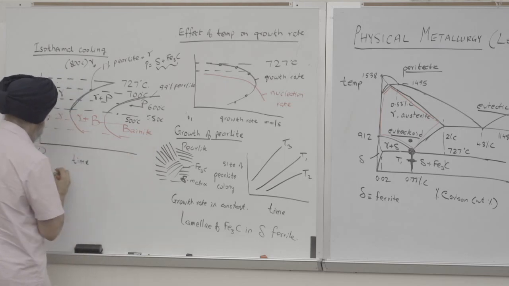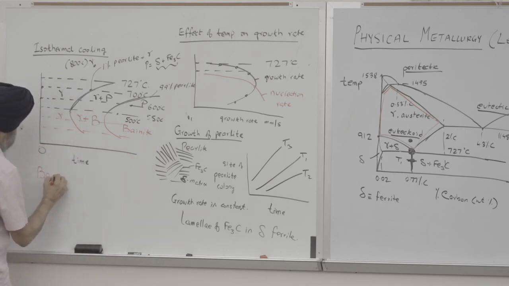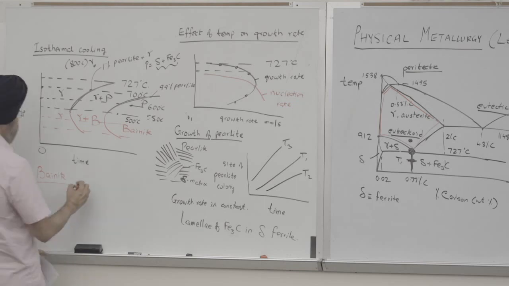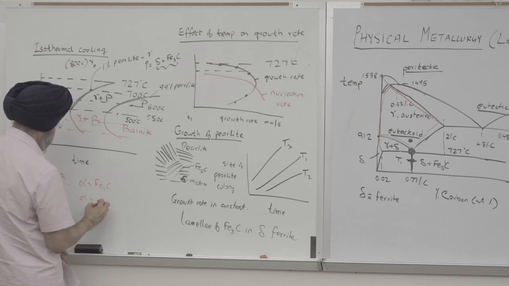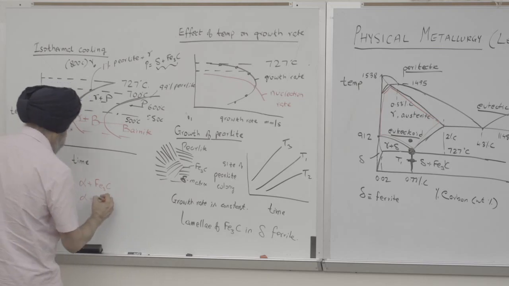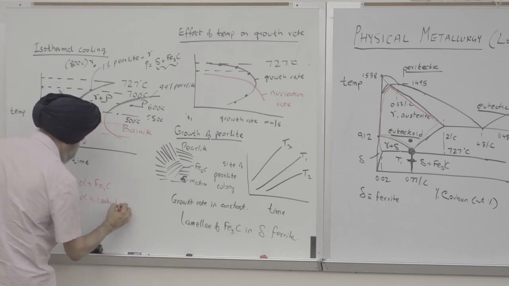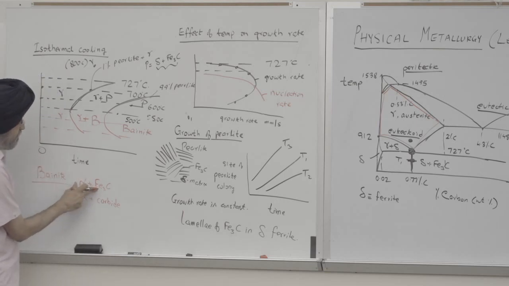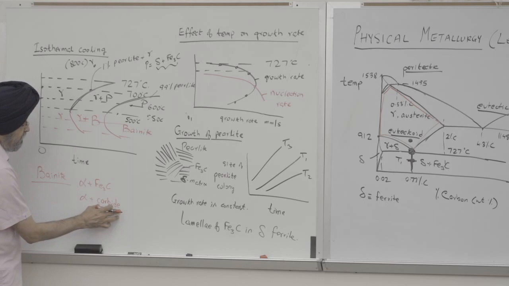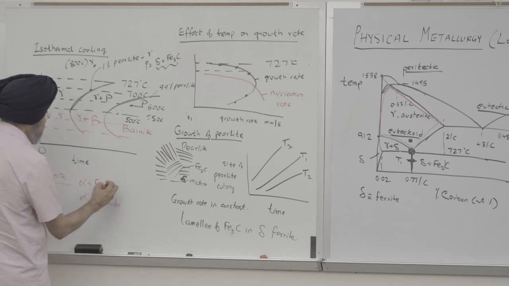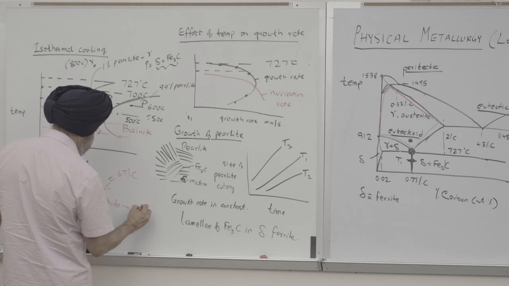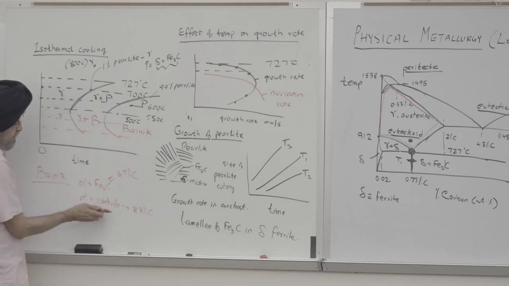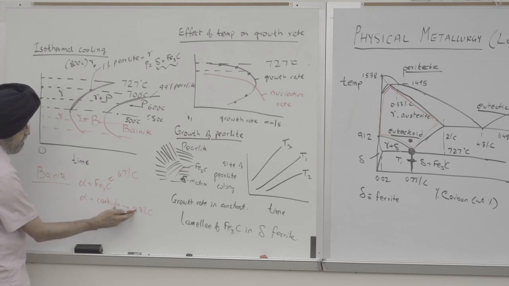So what is bainite? Bainite is also alpha plus Fe3C, or it can also be alpha plus carbide. So Fe3C has a different structure from carbide. This is also Fe3C, but it's a little different composition. Fe3C, we know, is 6.7% carbon, right? This carbide is about 8.8% carbon. So this is also iron plus carbon, but different composition.